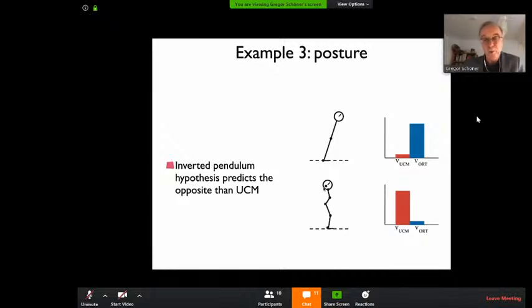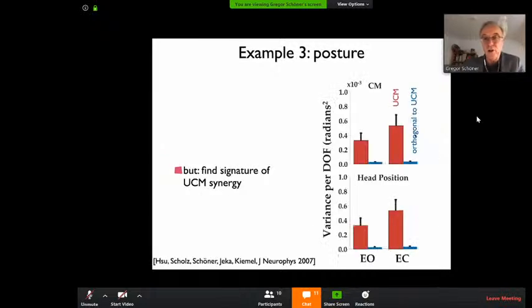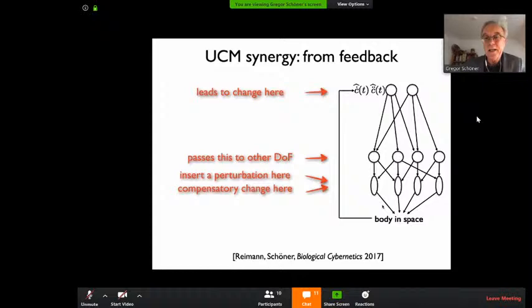It turns out experimentally, after hesitating so long, we found exactly that. No matter whether your eyes are open or closed, we have looked at all kinds of conditions, there's a huge UCM effect. You have much more of this wiggly kind of variance than the inverted pendulum kind of variance. Kind of astounding that after so many years, we found that. And that is an example where there is enough time for feedback. And that shows you sort of the third route.